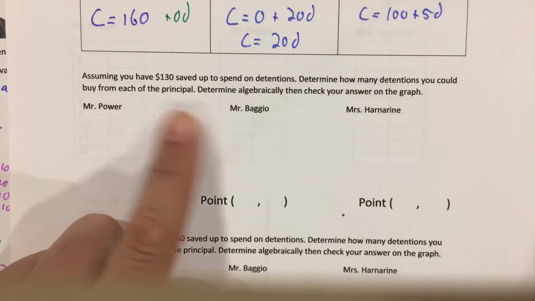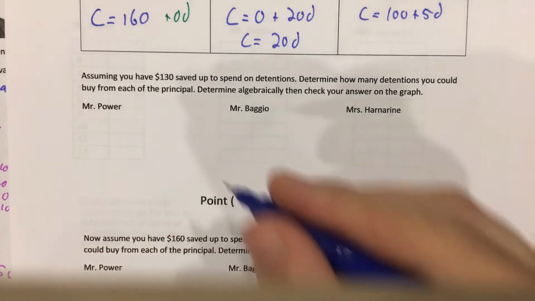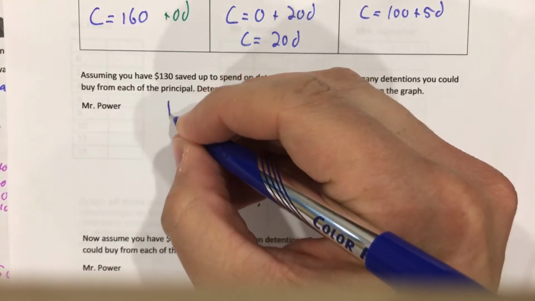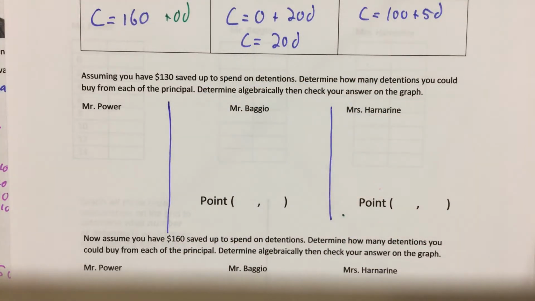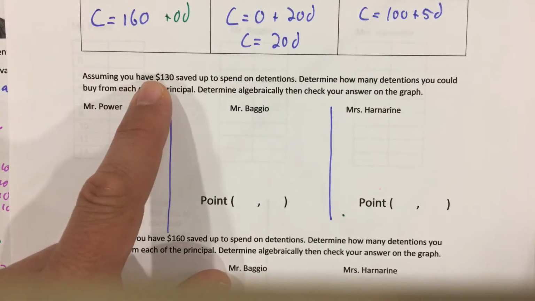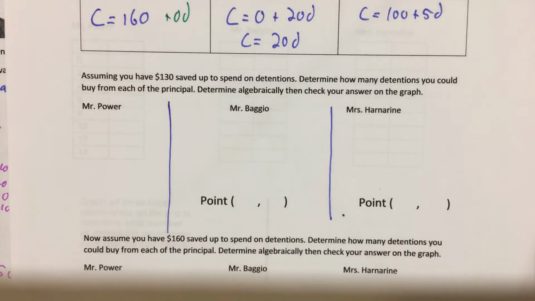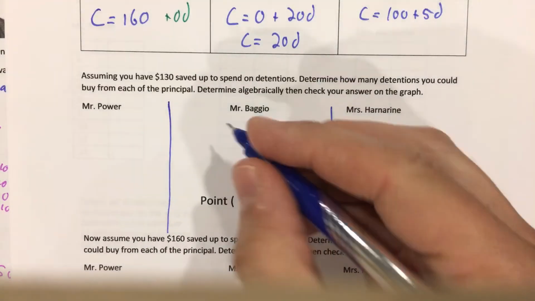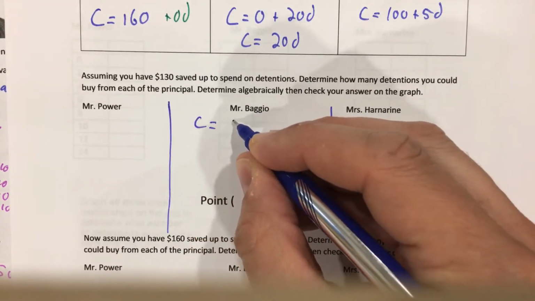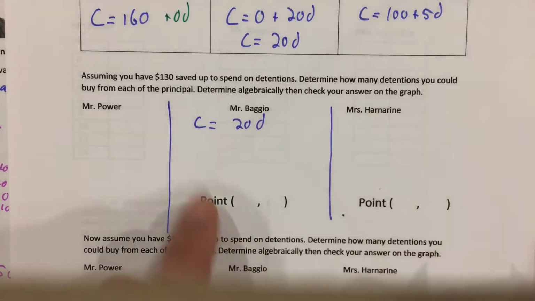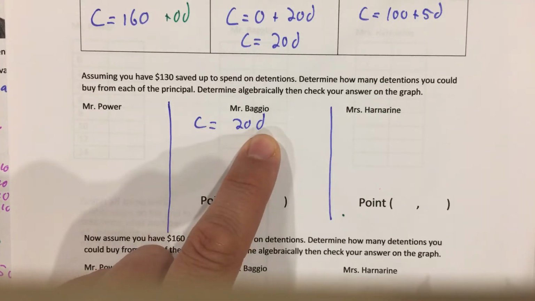Okay, so right here I'm going to do Mr. Powers at the end. He's a special situation with his equation, but let's look at Mr. Baggio first. By the way, if you printed this out and it worked properly, there were lines here like this. Say you have $130 saved up to spend on detentions. So when we have Mr. Baggio's equation, C equals 20D, well, the $130, is that the cost or is that the number of detentions?